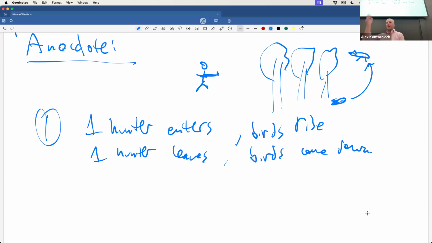They saw a hunter come in. They wanted to get away from the hunter. They know he's bad news. He leaves. They're like, okay, coast is clear. We come down. Great. Scenario 2, 2 hunters enter.